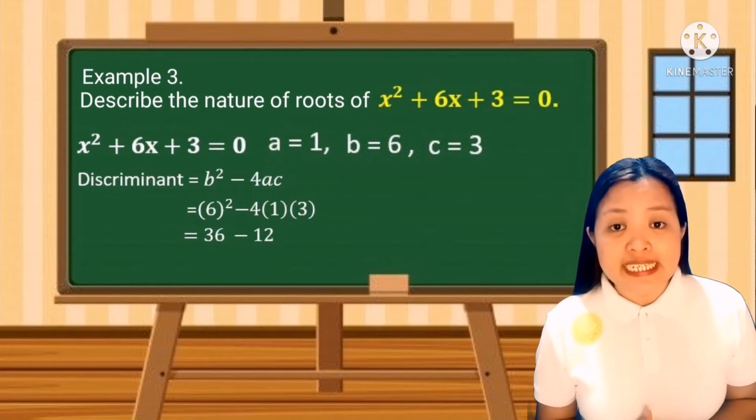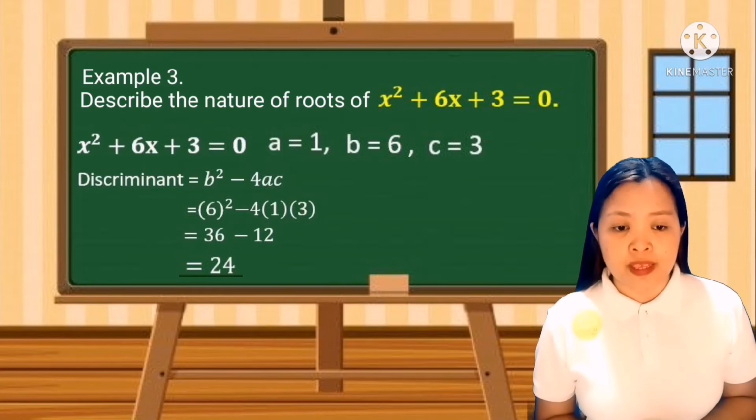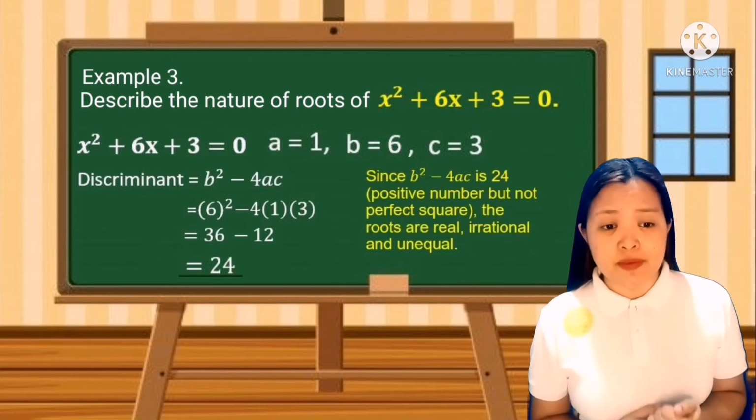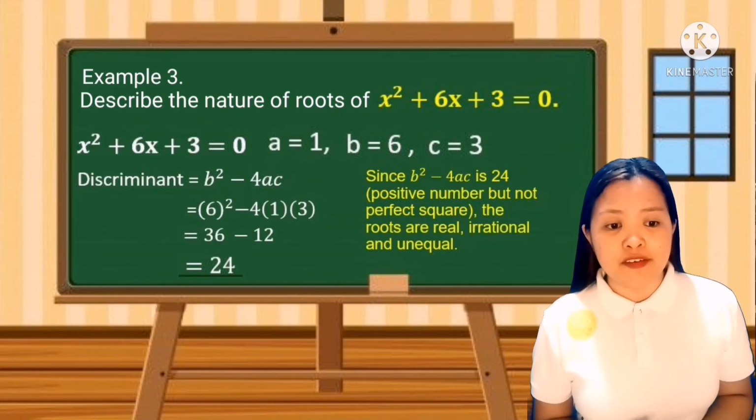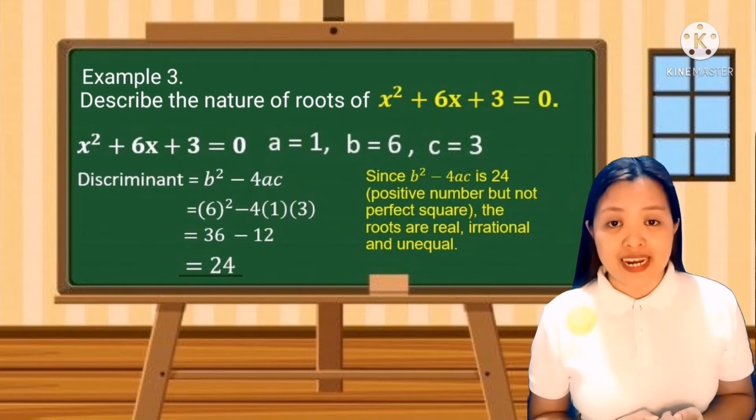So we have 36 minus 12 is equal to 24. Since the value of the discriminant is 24, and 24 is a positive number but not a perfect square, the roots are real, irrational, and unequal.